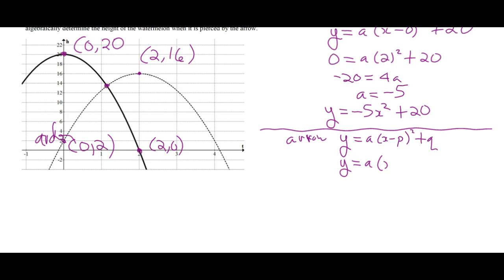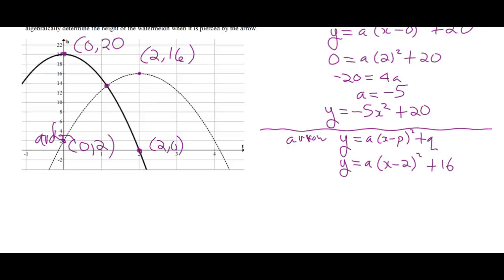All right, so what am I looking for? I'm looking for a, x minus 2 squared plus 16, right? So I'm filling in p and q, right? And we know that it moved 2 units to the right, so it's got to be x minus 2, and it moved up 16 units, so it's got to be plus 16.